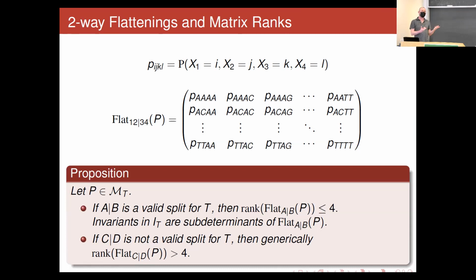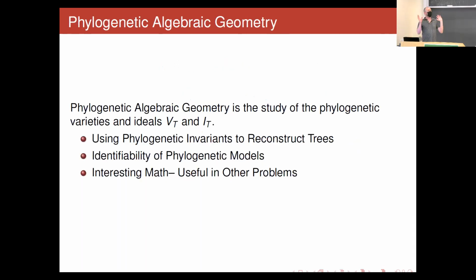And conversely, if the split is not valid for the tree T, then generically the rank of that flattening is bigger than 4. So these rank conditions, or 5 by 5 minors, distinguish whether or not the tree has that split in it. Okay, so that's a high-level overview of what phylogenetic algebraic geometry is about, and some examples of equations that belong to the vanishing ideal.